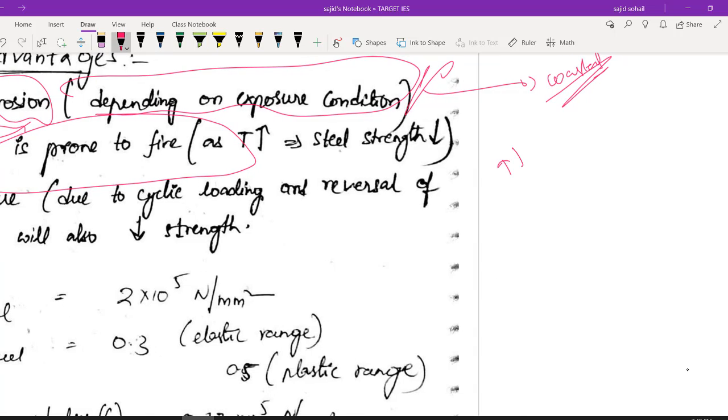Whenever you are increasing the temperature of steel, steel starts to lose its strength. Okay, you might be constructing steel structures. If a fire accident happens, our steel starts to lose its capacity, and as it loses its strength, my structure will collapse. I hope you are getting it right. The same thing happened in the World Trade Center, right?